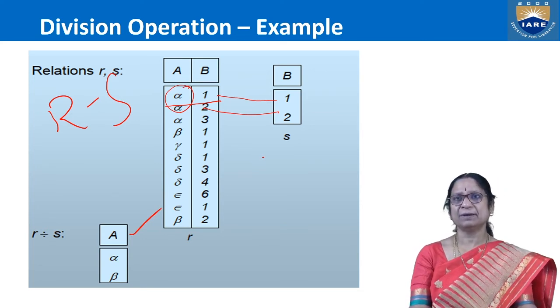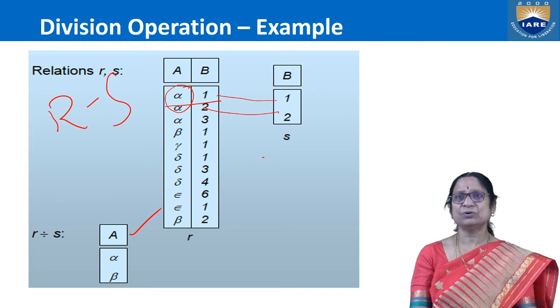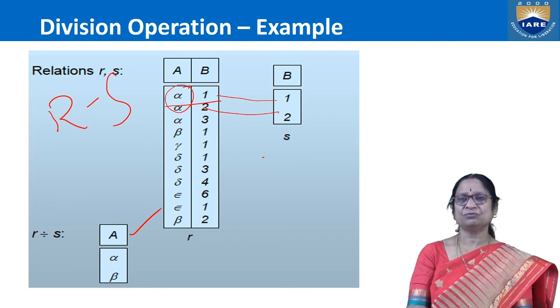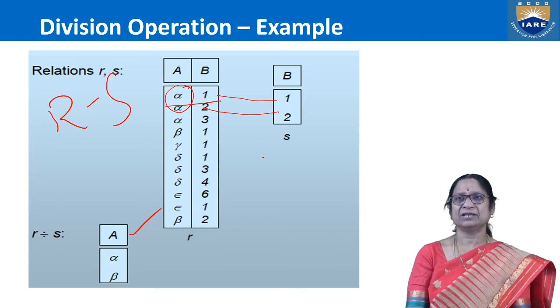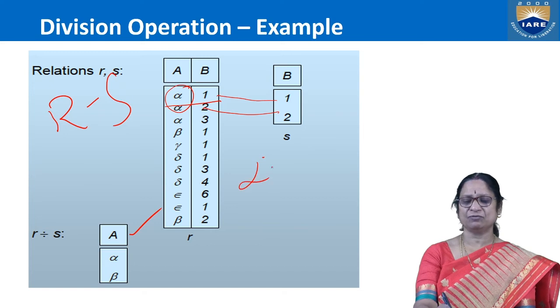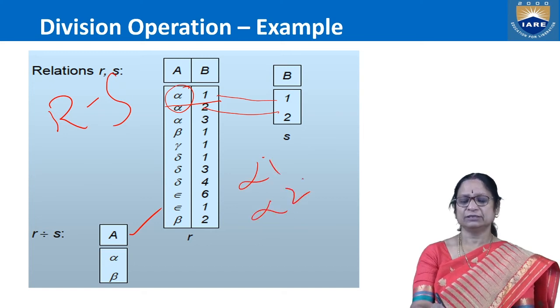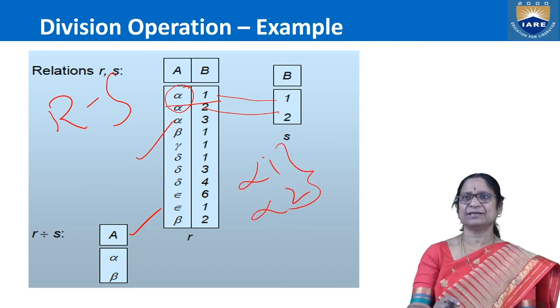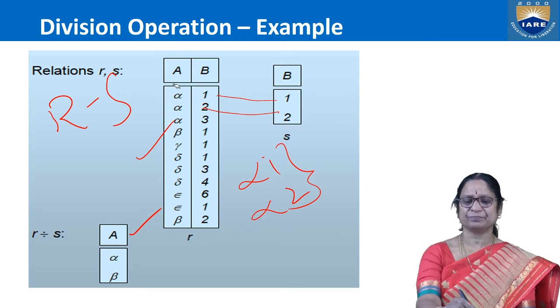Your R minus S means A. So A means alpha we are having. Alpha should map with each tuple of the B, the S relation. That is, we are going to get alpha 1, alpha 2. These tuples must exist in my relation. Such a way you have to select.